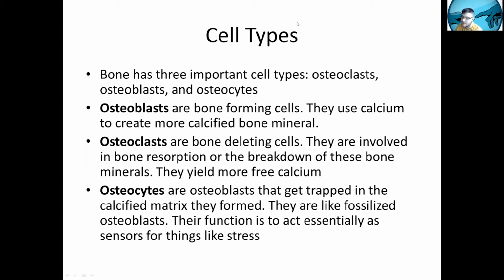And there's always a balance between these two. So they're both always active in bone. Like I said, bone's living tissue. There's always bone being made, bone being destroyed. And essentially, there's always a balance between these, and this balance shifts depending on the situation. So here, I'll move on to the next slide.